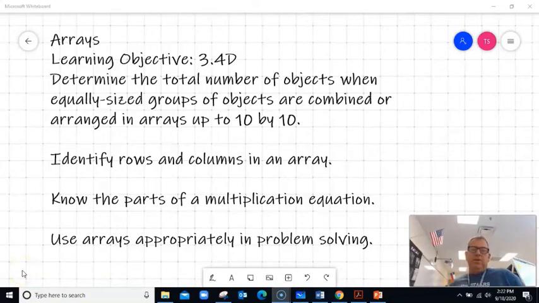Okay, we're going to talk about arrays today, and arrays is basically the starting point to multiplication in the third grade. So the learning objective is 3.4D, and that's determine the total number of objects when equal-sized groups of objects are combined or arranged in arrays up to 10 by 10. And what we're going to be able to do is identify the rows and columns in an array, know the parts of a multiplication equation, and use arrays appropriately in problem solving.